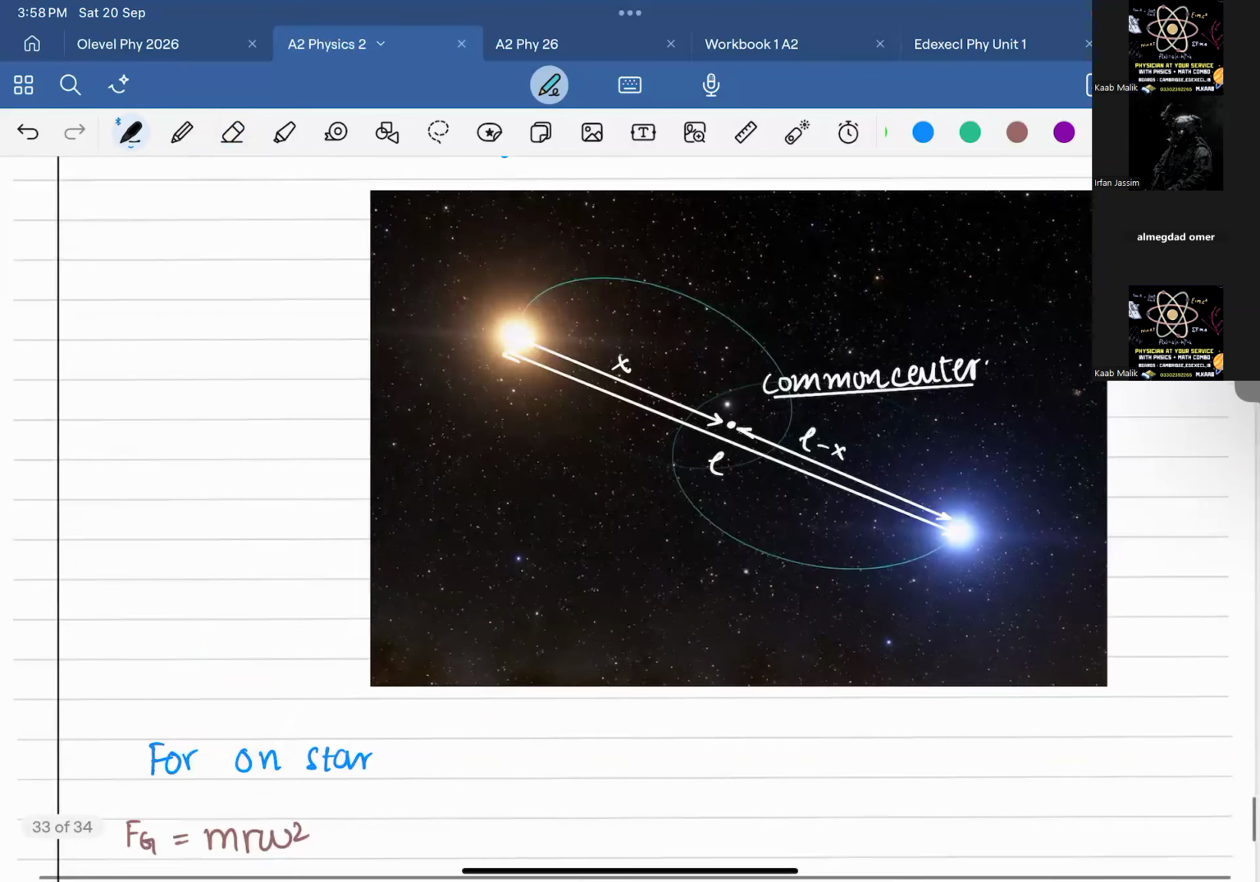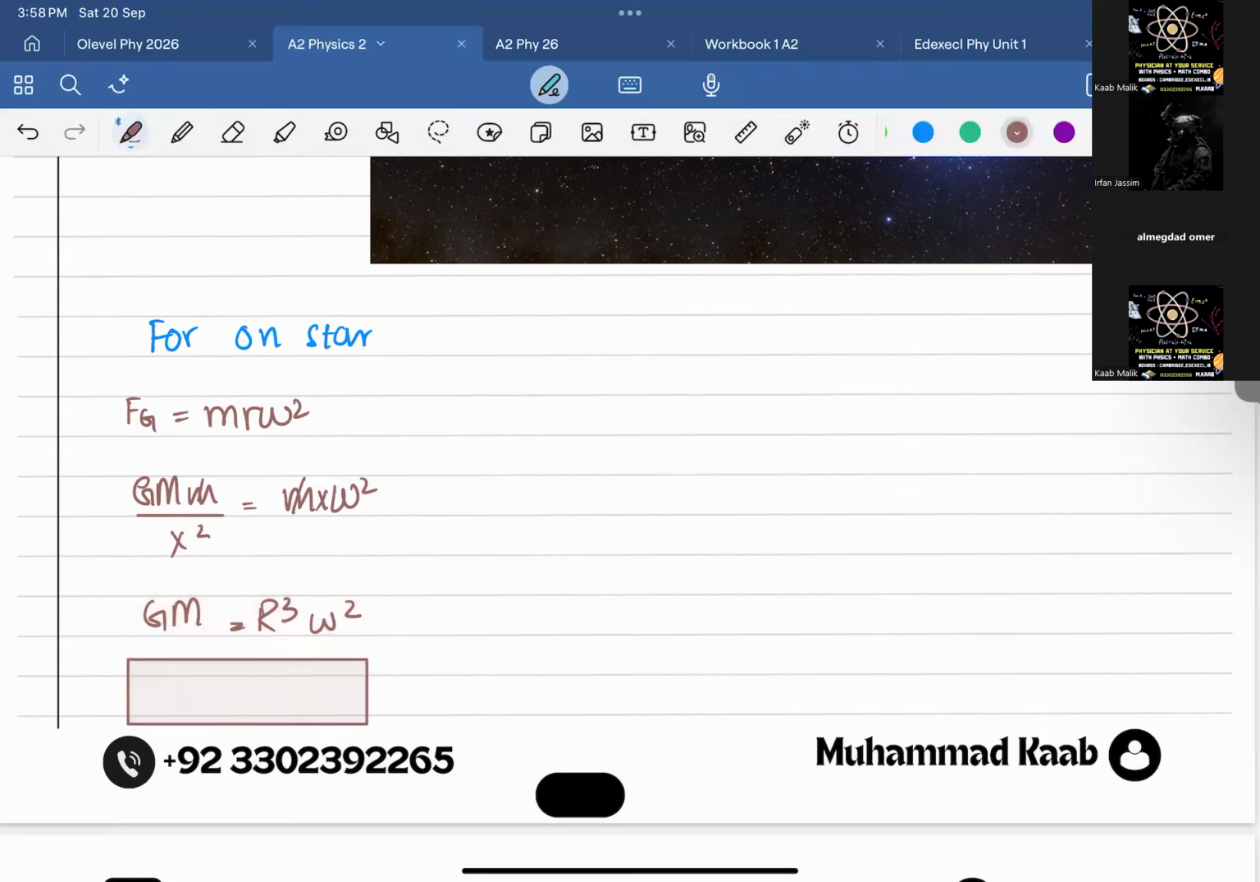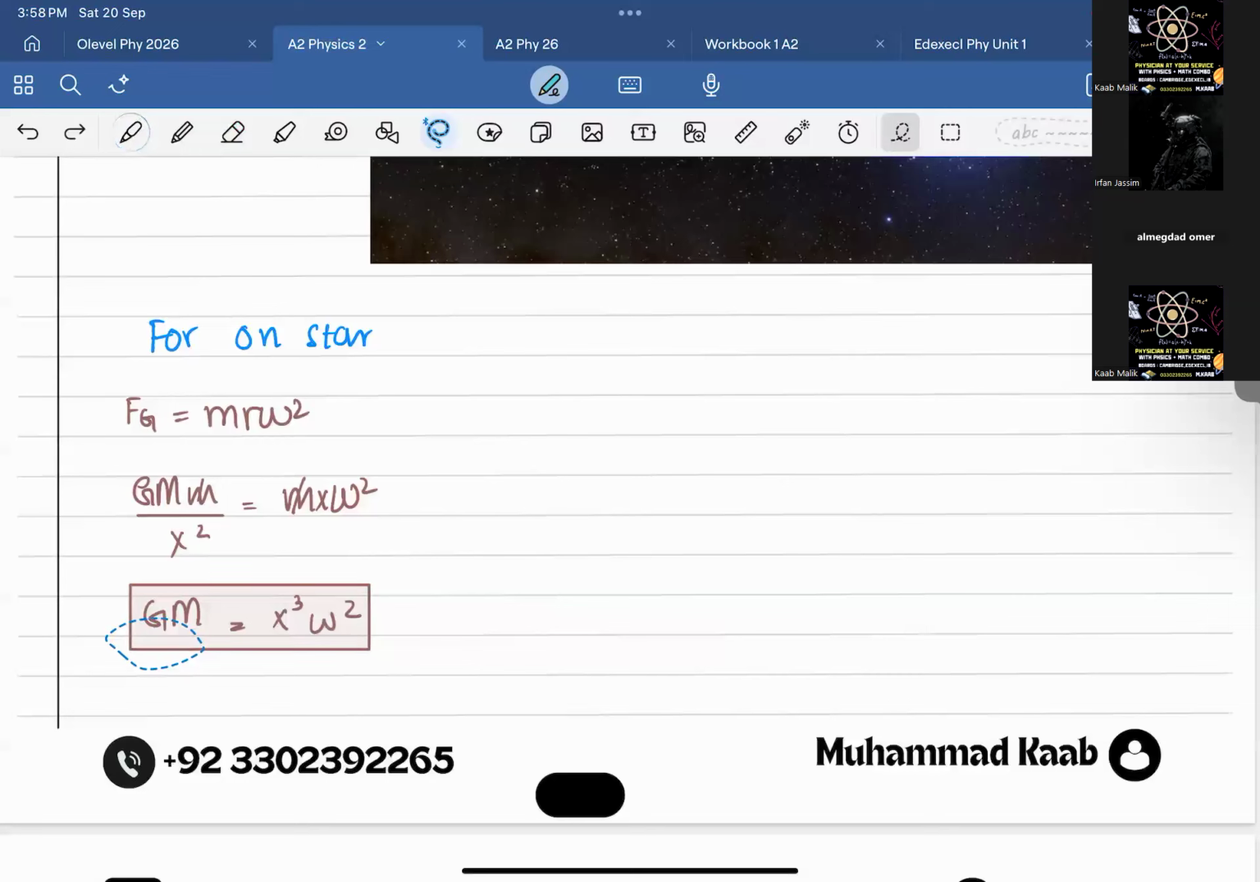So for this one, let me just consider x in place of r, and x cube in place of r, and I have this thing. And this is the equation for one star.